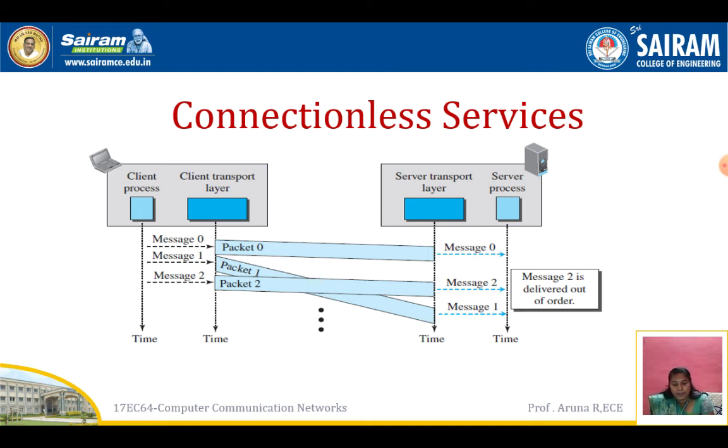It can use any path for sending the information. The packets may be delayed or lost or may arrive out of sequence. This is not a problem in UDP. So here you can see message 0 is received first, then message 2 is received, and only later message 1 is received. So messages are received by the receiver out of order.